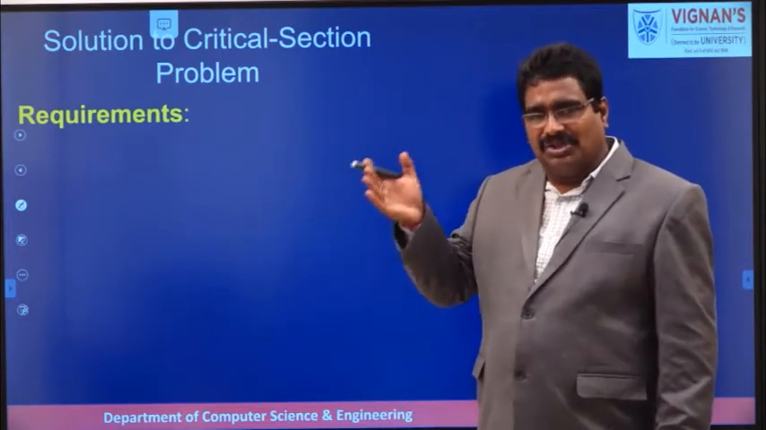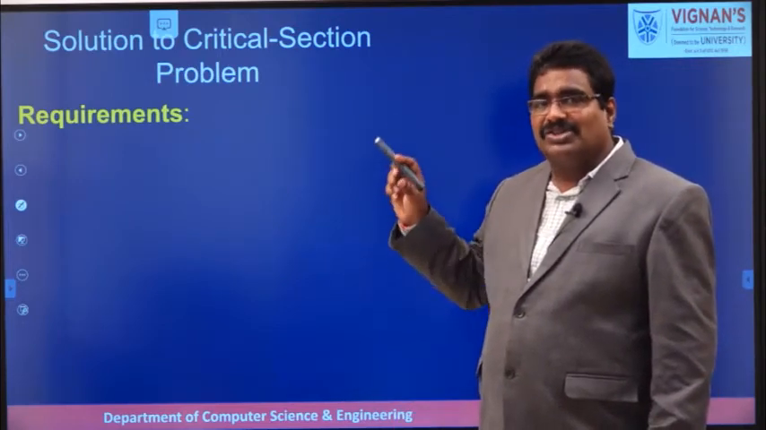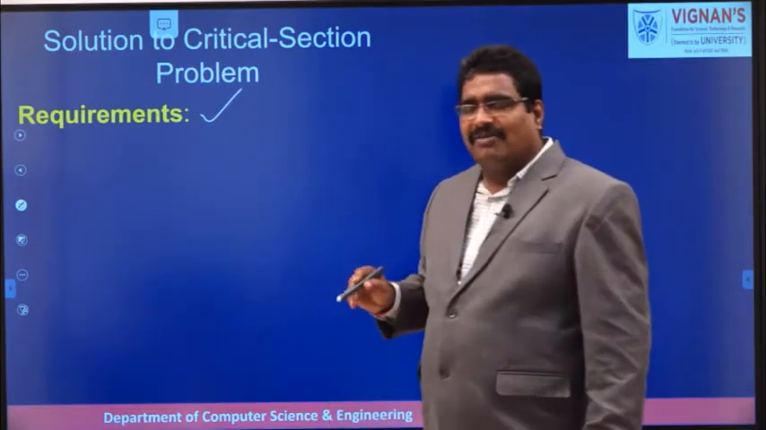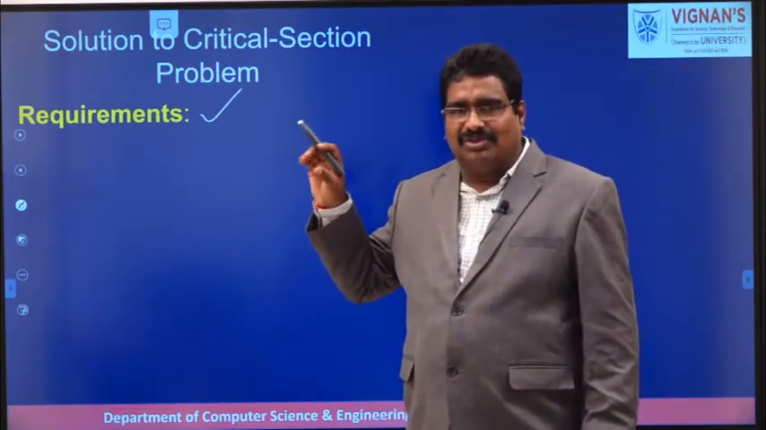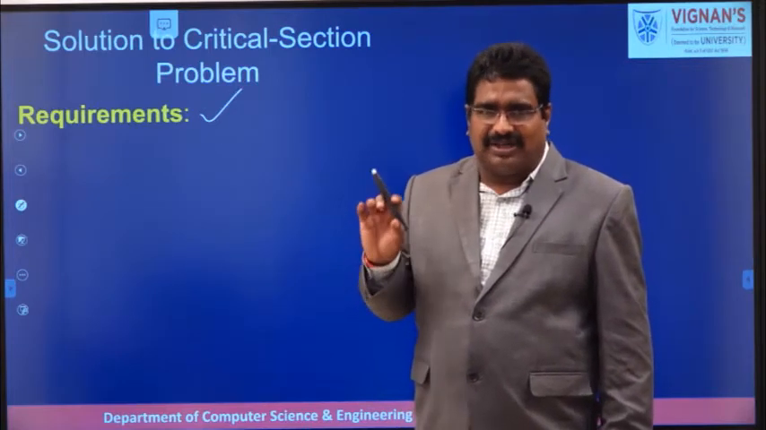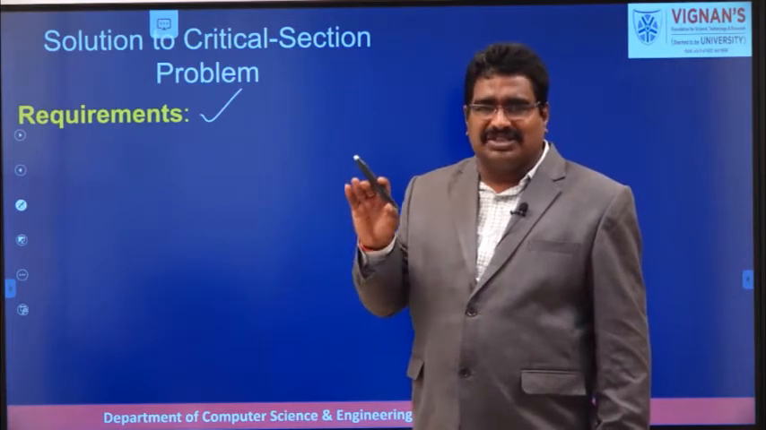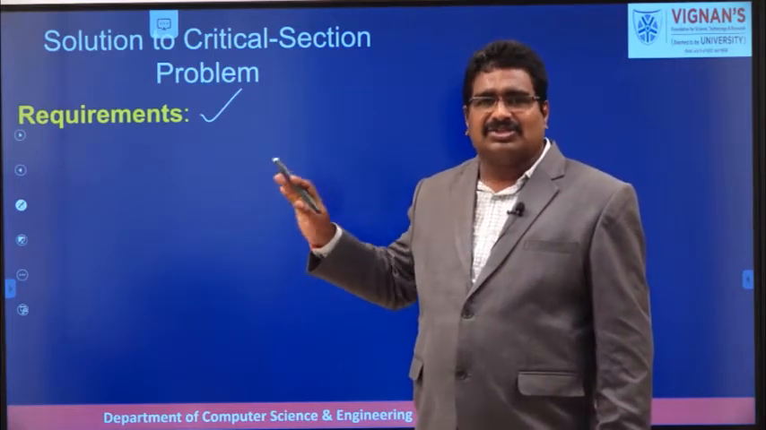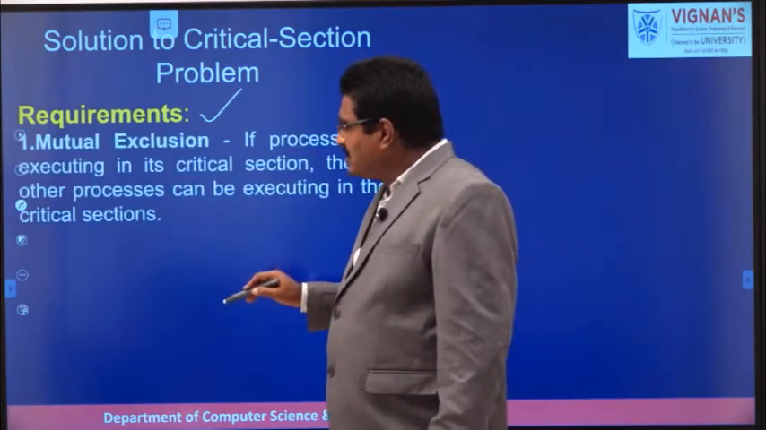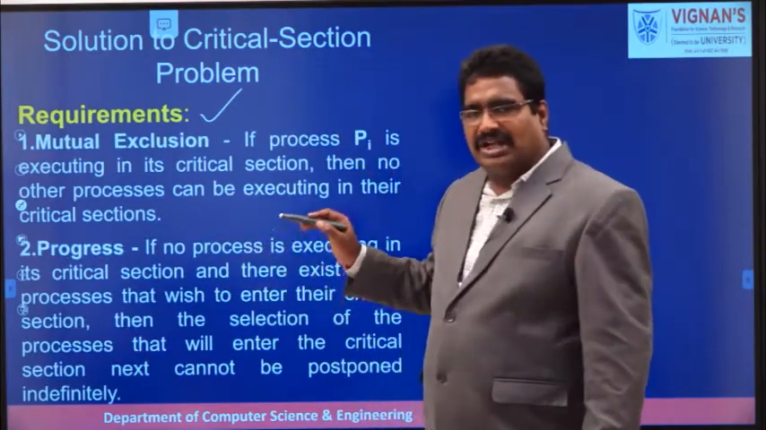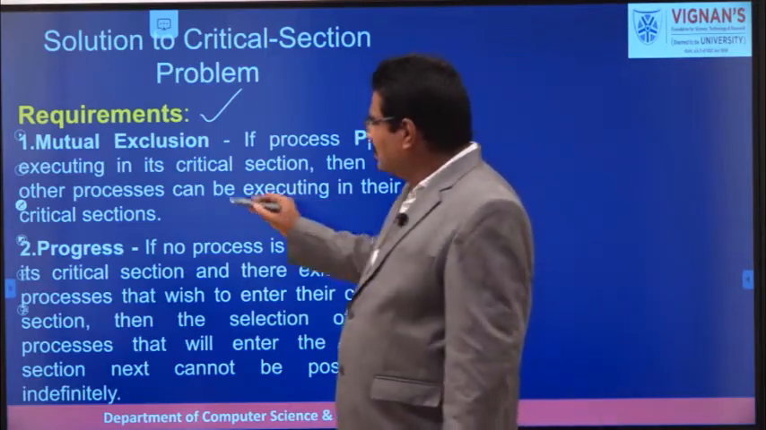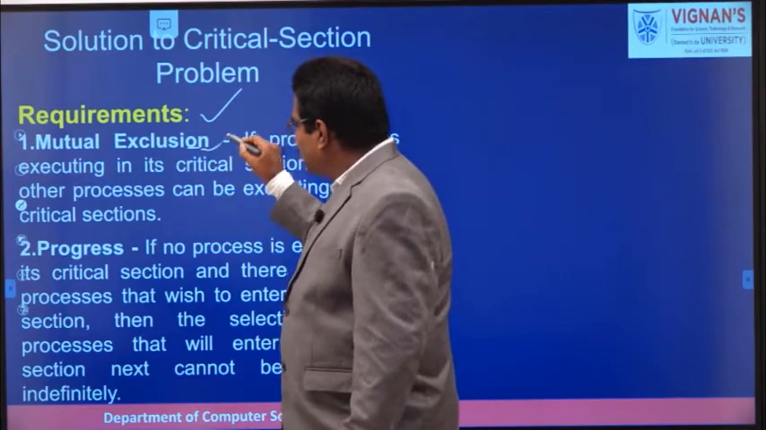But whatever solution we use, that solution must satisfy three requirements. So what are the requirements? Whenever we say that something is a solution for process synchronization, it must satisfy the requirements. If any one of the requirements is not satisfied, that is not a solution. Now we try to understand the three requirements: one is mutual exclusion, another is progress, and another is bounded waiting. We first discuss mutual exclusion.